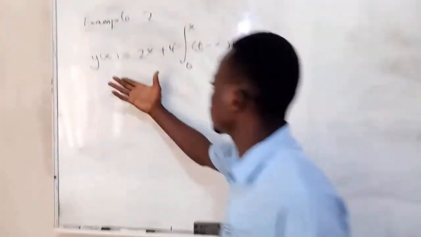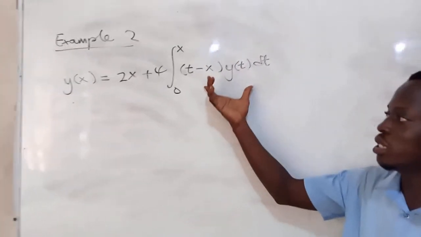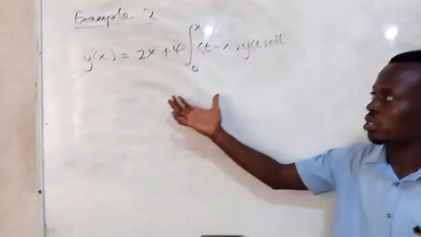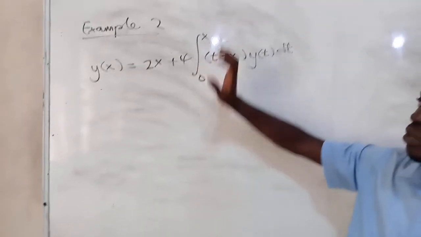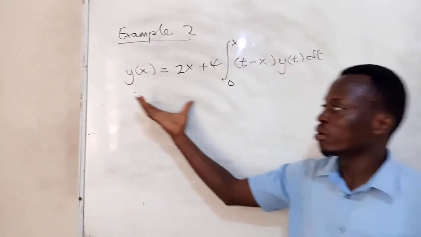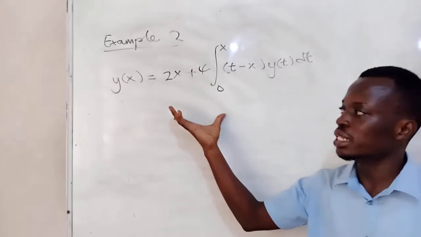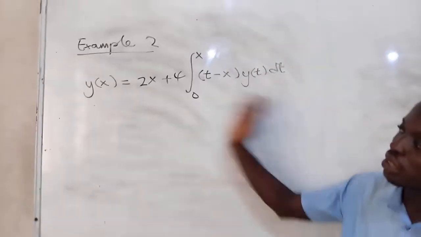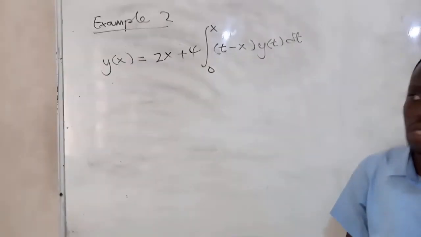On this side, you can easily see that the unknown function appears under the integral sign and also appears on the other side. So it's an integral equation of the second kind. And with the limits from 0 to s, it is a Volterra's integral equation of the second kind. So we have to convert this equation from a Volterra's integral equation to an ODE with initial conditions. First, you have to pass this equation through a differential operator.